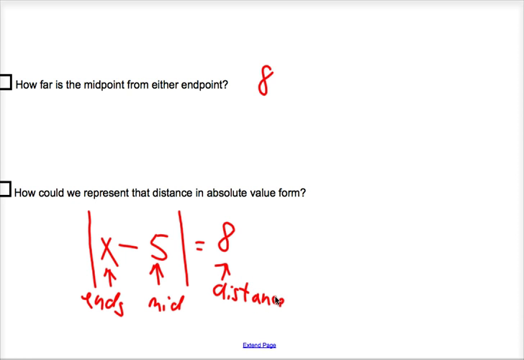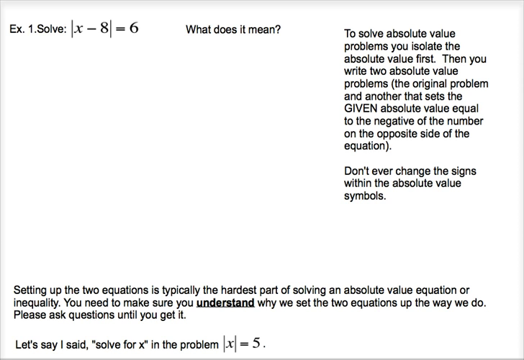That's what an absolute value function written in that form means. Let's take a look at another problem here on the other side and interpret what it means before I actually show you how to solve it. So here I have absolute value x minus 8 equals 6.